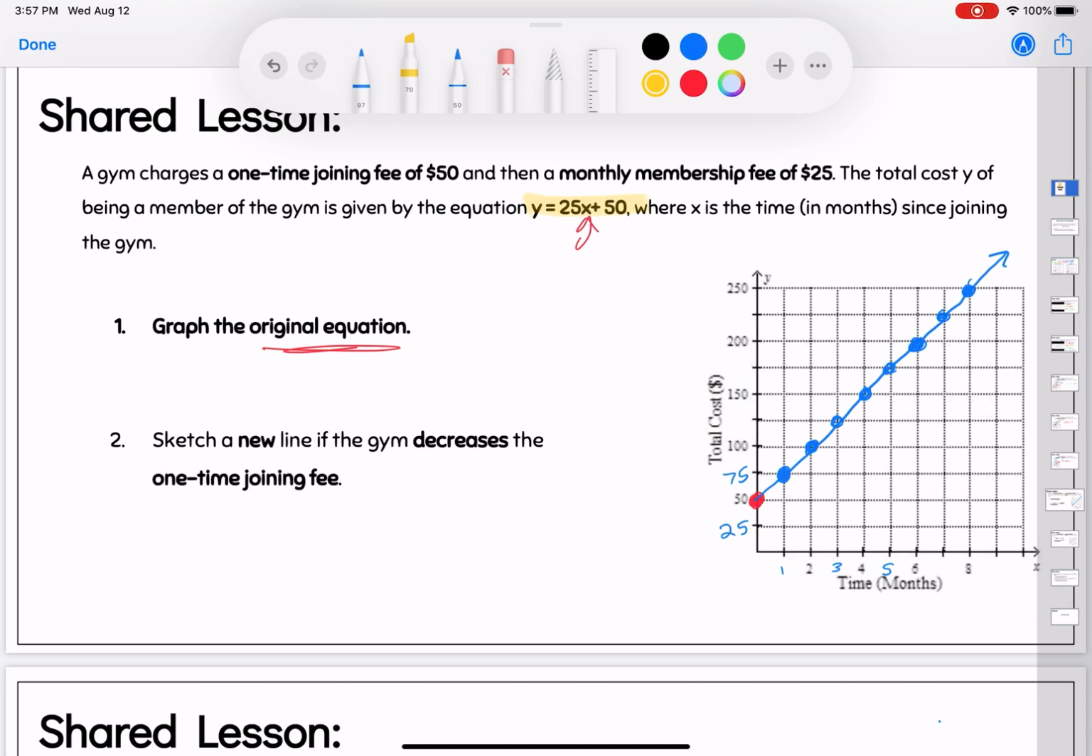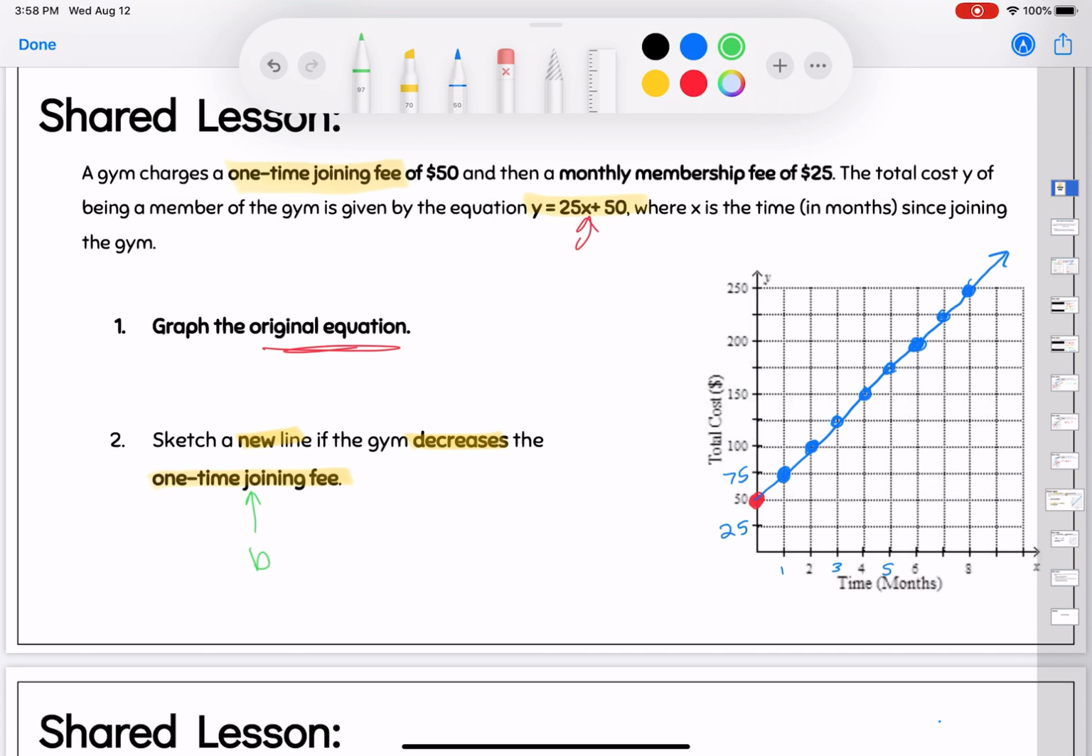All right, so there's my original equation. Now, number 2 is where we are. It says sketch a new line if the gym decreases the one-time joining fee. So first you need to understand and really think about that. Go back to that paragraph and understand what the numbers are. Is the one-time joining fee, are they talking about the slope or the y-intercept? The one-time joining fee, that was the $50. That was the y-intercept. So you need to graph a new line if the gym decreases the y-intercept.